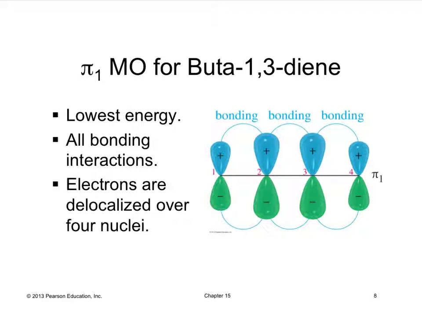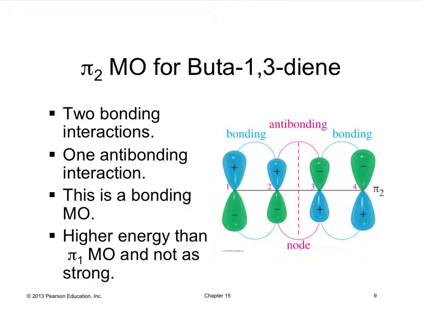For the conjugated system of buta-1,3-diene, the lowest energy is shown here, where all of the plus signs are on the same side and all the minus overlaps are on the same side. These are bonding interactions shown here. So all of them interact with one another, and as a result, the electrons are delocalized over these four nuclei. There's the pi 2 molecular orbital for buta-1,3-diene.